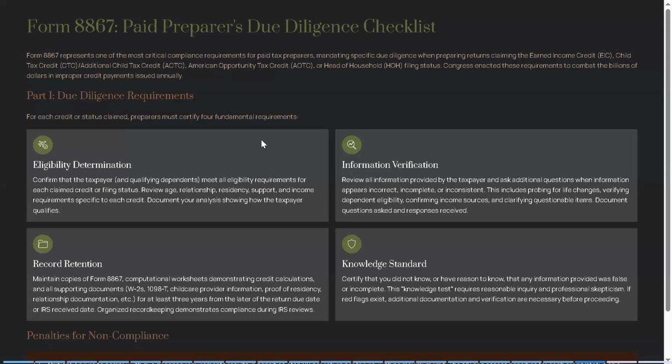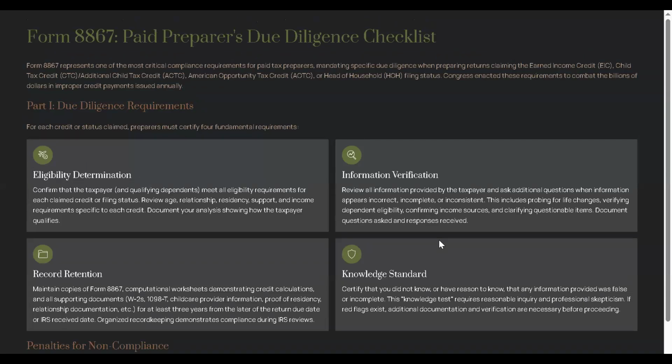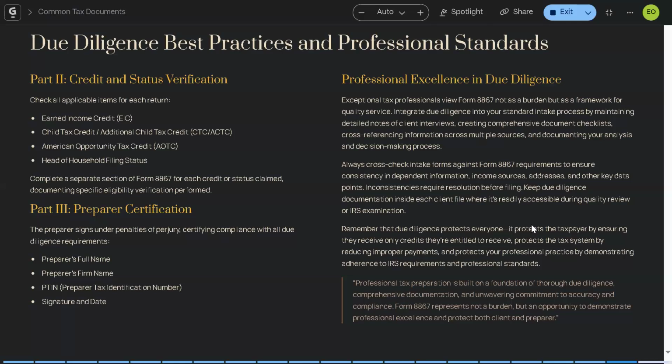We want to certify whether you know or have reason to know that any information provided was false or incomplete. This knowledge test requires reasonable inquiry and professional skepticism. If red flags exist, additional documentation and verification are necessary before proceeding. Some of this is repetitious.